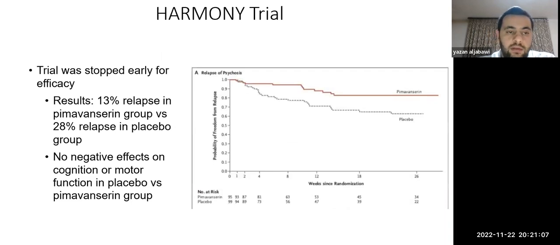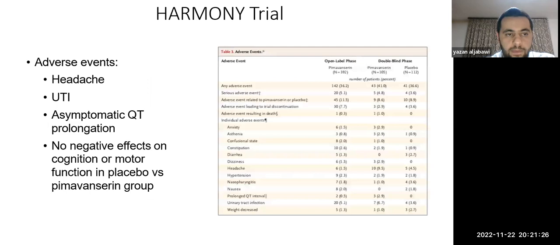The trial was stopped early for efficacy, and the results at that stage were 13% relapse in the pimavanserin group versus 28% relapse in the placebo group, with no negative effects on cognition or motor function in placebo versus pimavanserin. The adverse effects they got from pimavanserin use in the Harmony trial were headache, urinary tract infection, and asymptomatic QT prolongation.